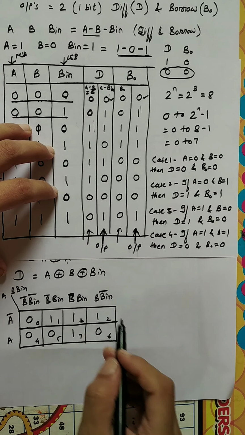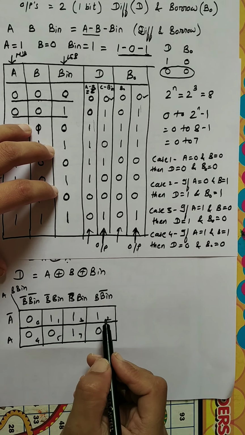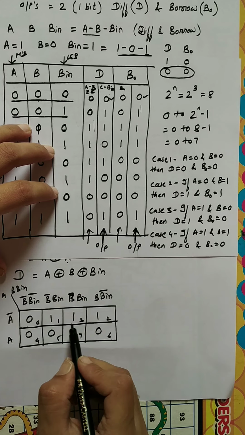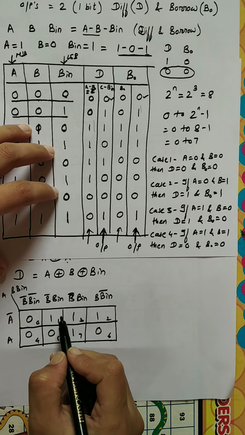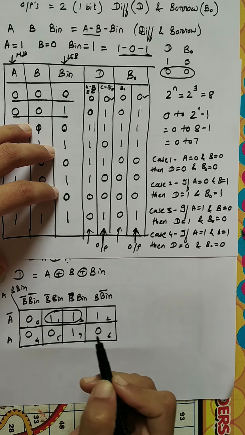I have to group the ones. You can see that these 3 ones are in the same row adjacent to each other, but as per the rule of K-map we cannot group these 3 ones, so the group size should be 2 or 4. So I perform a group of 2.